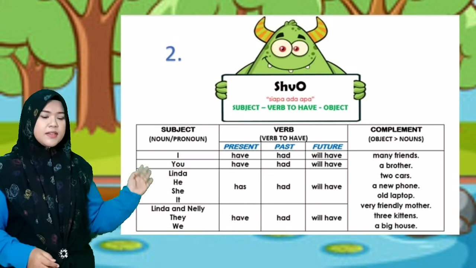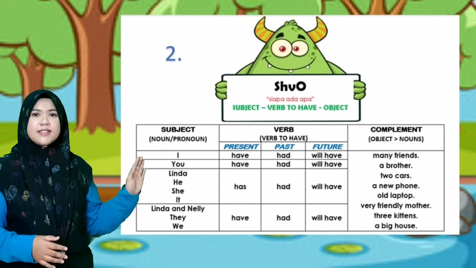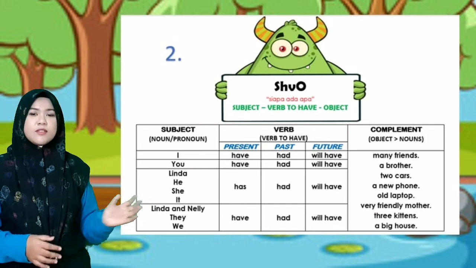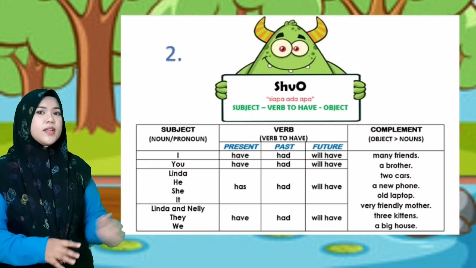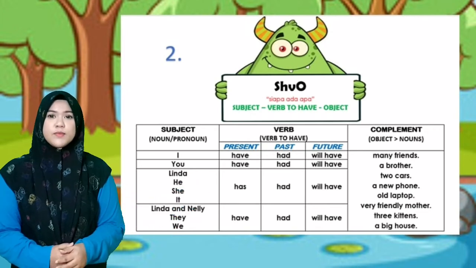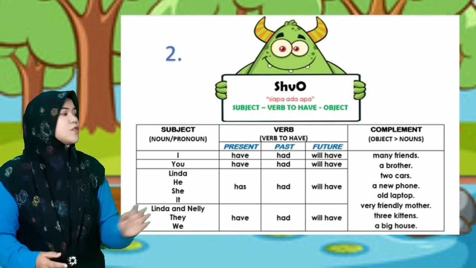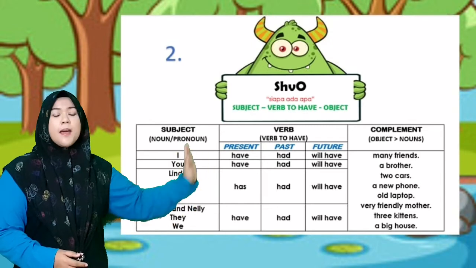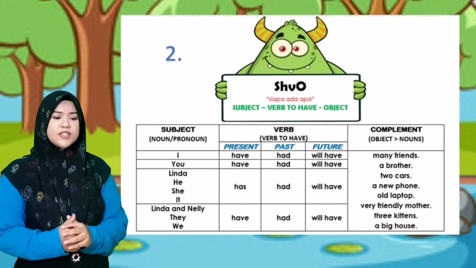Kita tengok example. Let's look at the SCT, kita tengok SCT kat sini. So the first column macam biasalah subject. Subject tu is the noun or pronoun. Okay, the second column kat sini kita letak verb to have. So verb to have ni pun teacher bahagi pada 3 kolom: present tense, past tense, and future tense.